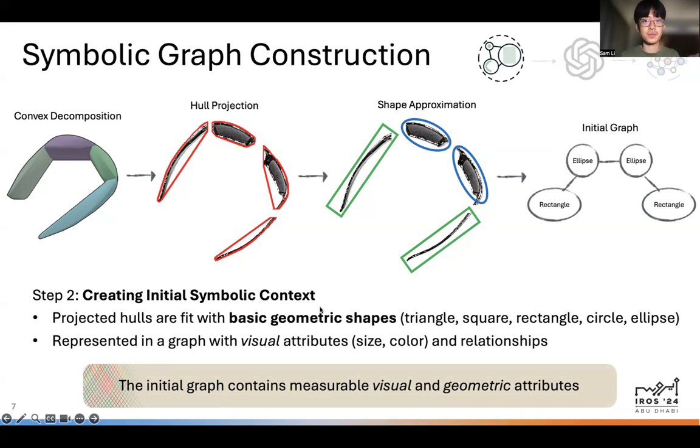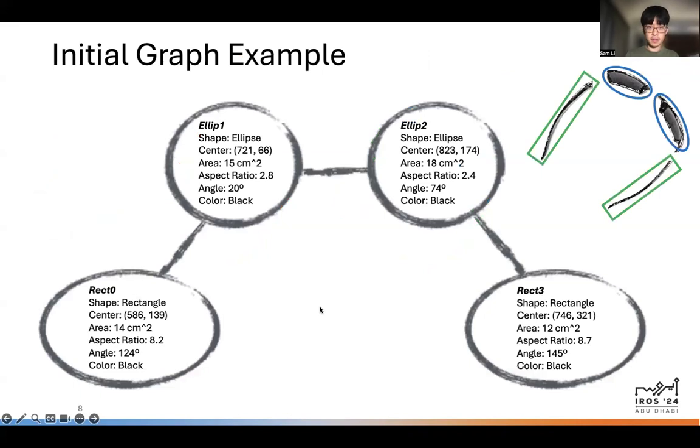their relationships. To give a full example of what this initial graph looks like, in the case of these sunglasses, we have two rectangles for the arms and two ellipses for the lenses, with edges that connect the parts that are connected, and attributes per node contain the shape, center, the area, the aspect ratio, the angle, and the color.